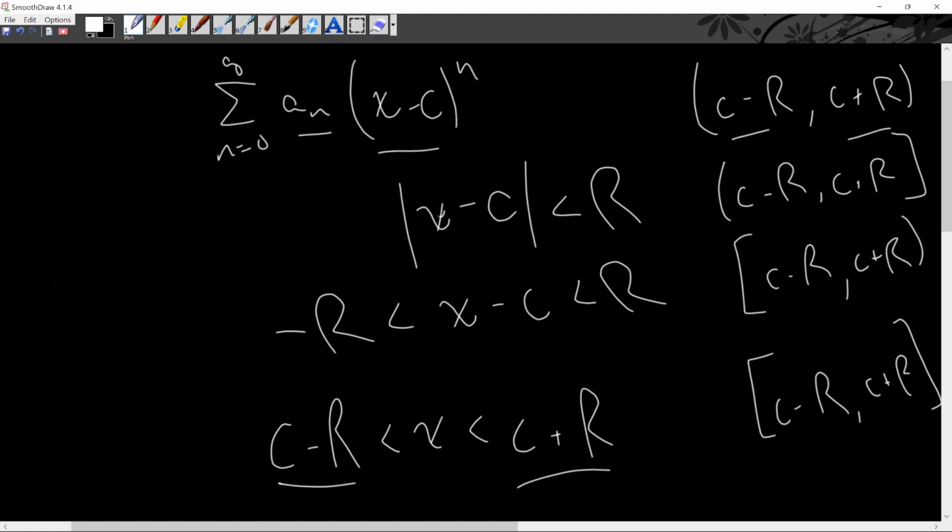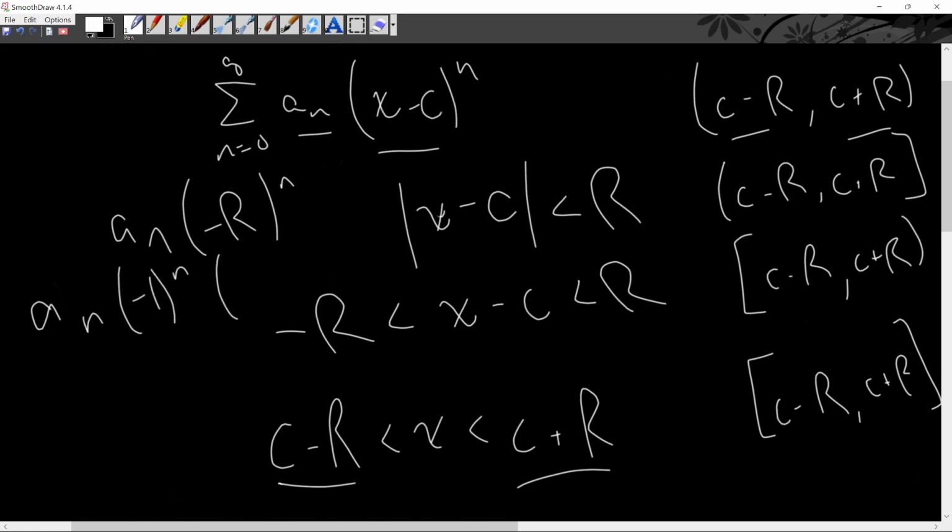And also, of course, the other value works. You can do c minus r minus c, so you're just going to have negative r, so a sub n times negative r to the n. Of course, this is going to be an alternating series. You're going to have a times negative 1 to the n times r to the n. And this is also still a geometric series, but it is also an alternating series, right?